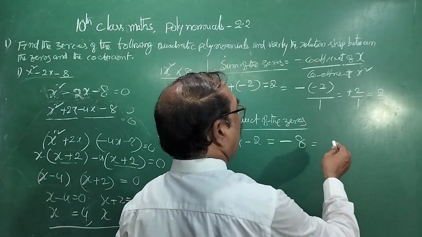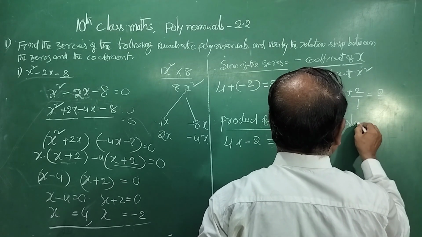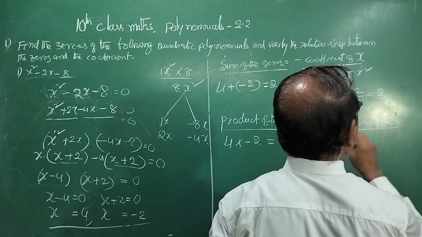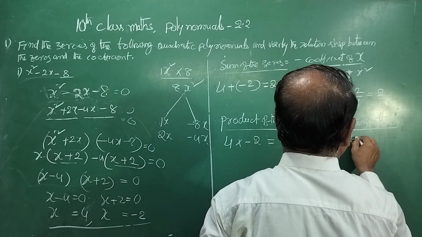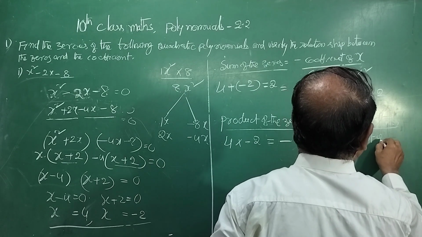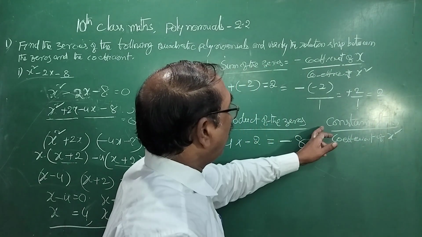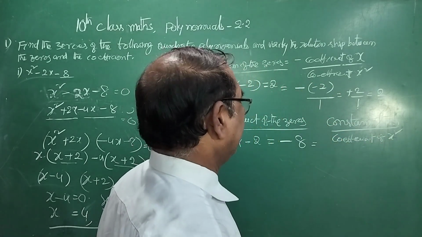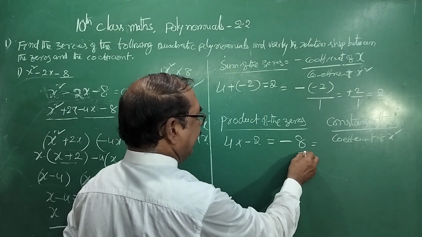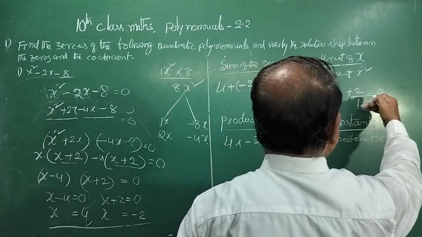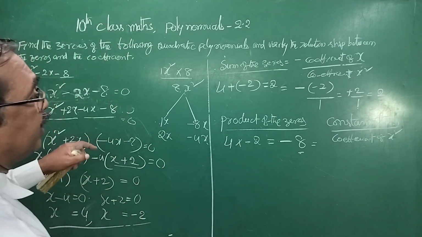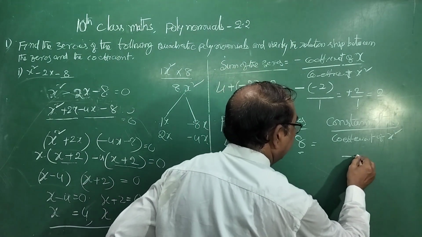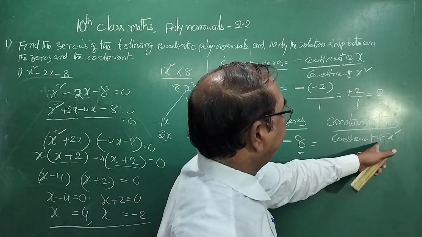What is the formula? Constant term by coefficient of x square. As per this formula, let us find. As per this formula, we get minus 8. Let us see. The constant term, it is the constant term. What is it here? It is minus 8 by the coefficient of x square.